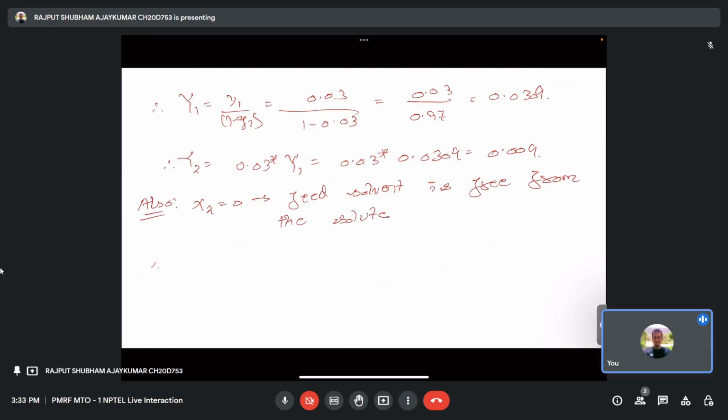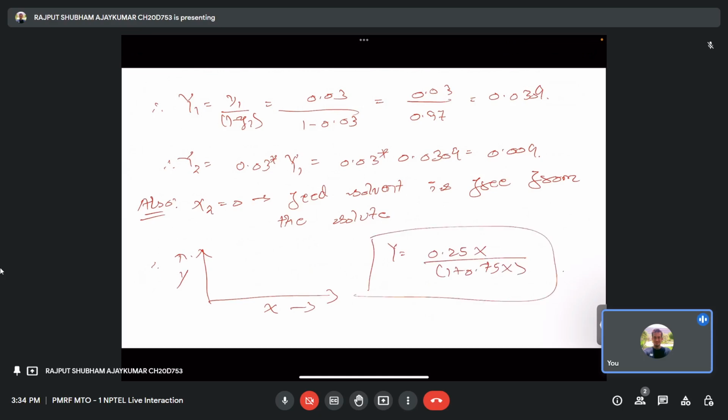Therefore, if you consider plotting the x equal to y diagram, what you have to do is plot x versus y. Plot the equilibrium data on the xy plane and locate x2 and y2. We have been given the equation capital Y is equal to 0.25x divided by 1 plus 0.75x. Using this equation, you have to plot the equilibrium line. We will get some line like this.